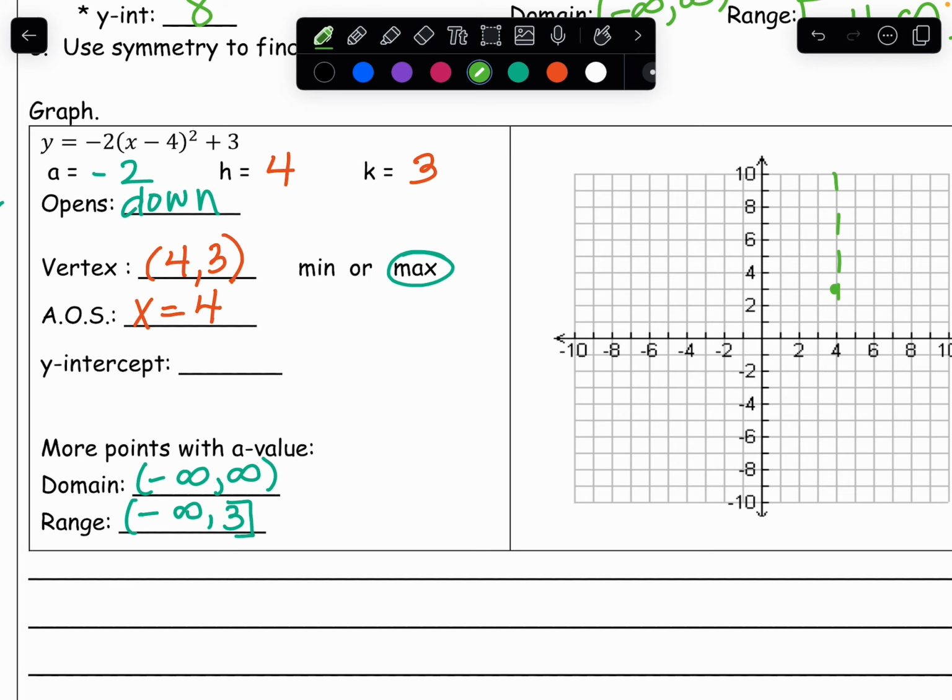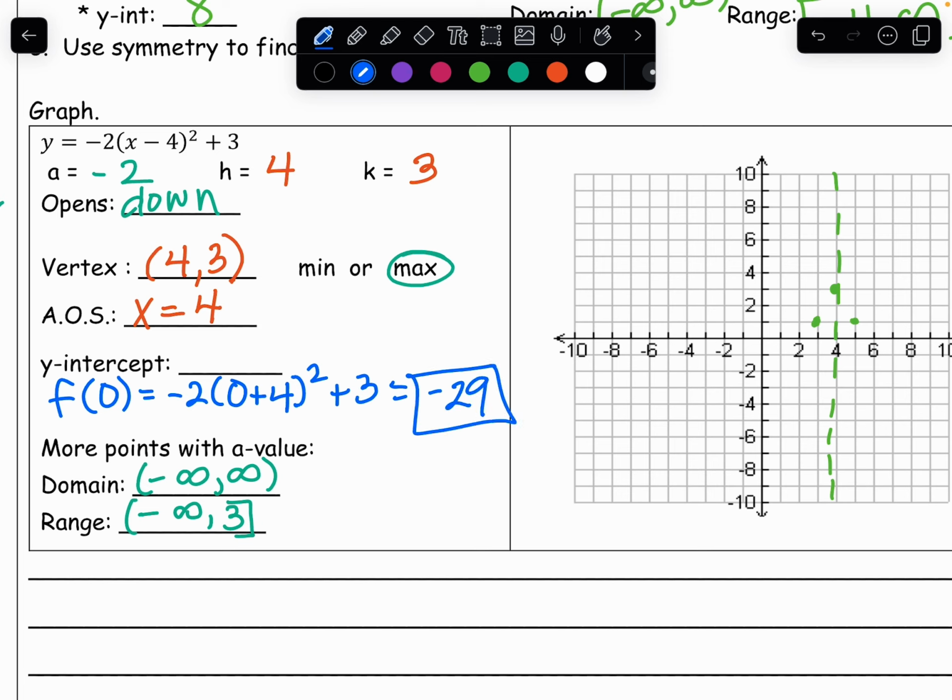Axis of symmetry. My a value is negative 2, so I'm going to go over 1, down 2. I don't think I'm going to get there enough. So what we're going to do, let's see it. f of 0, we're going to plug in 0 for x. And when we do, I'm going to give you a hint, it is a very big number. Well, in this case, actually, it's a very small number. Negative 29. So that is off our graph.